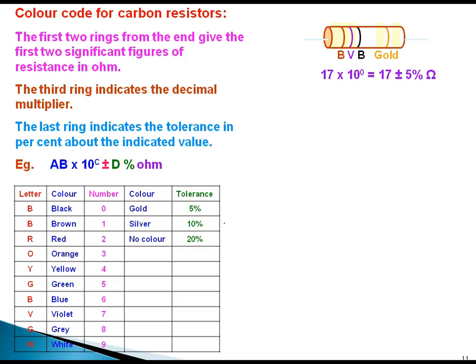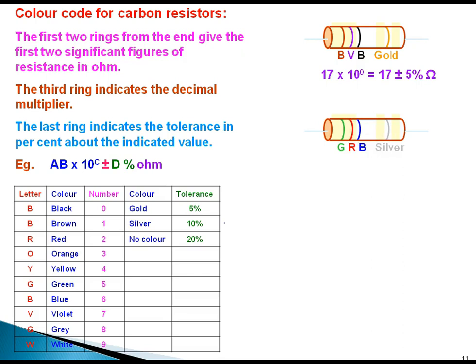Like here. First color is brown, so I have written 1. Second is violet. Violet means 7. Then third color is black, number of zeros, no number of zeros, only 17. Plus minus, last color is gold, 5%.